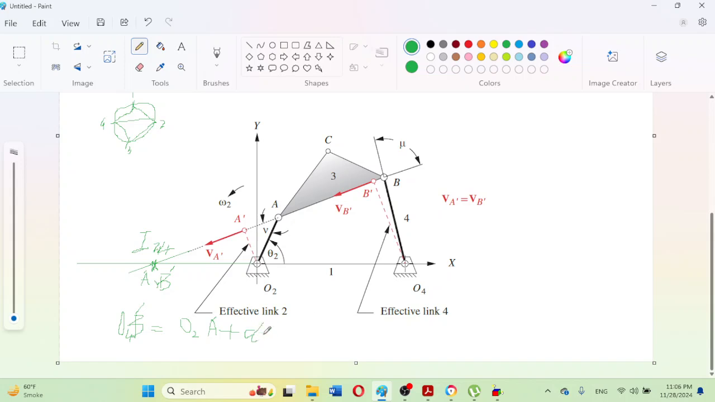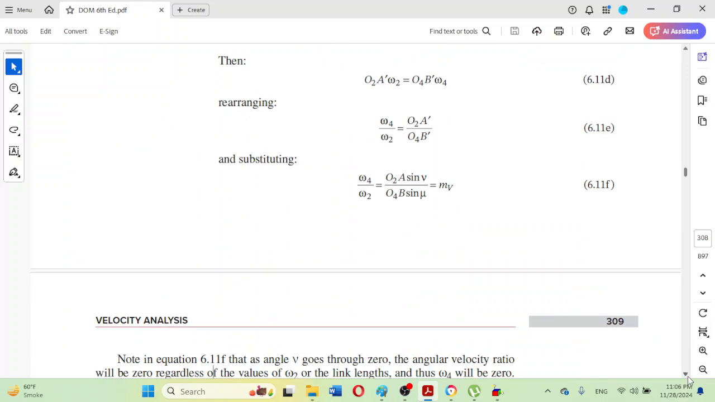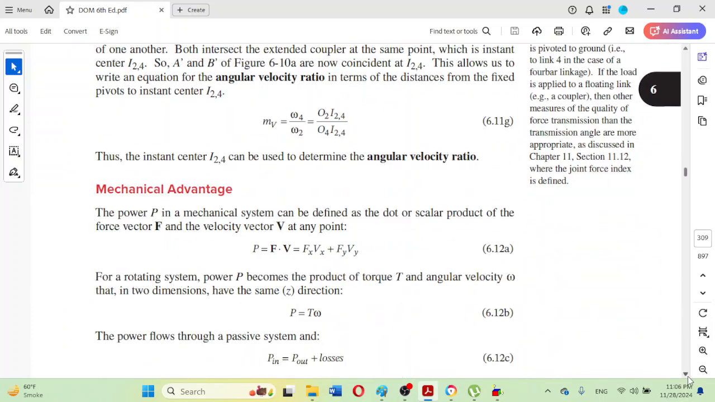So R O2 O4 is the length of link number 1. So this is the fourth way of calculating the angular velocity ratio given by question 6.11g. So the angular velocity ratio is omega 4 divided by omega 2.